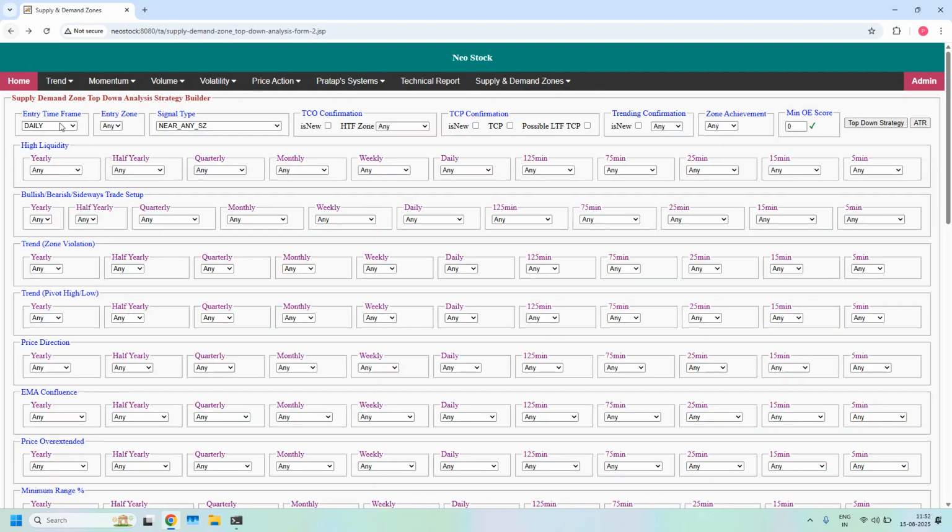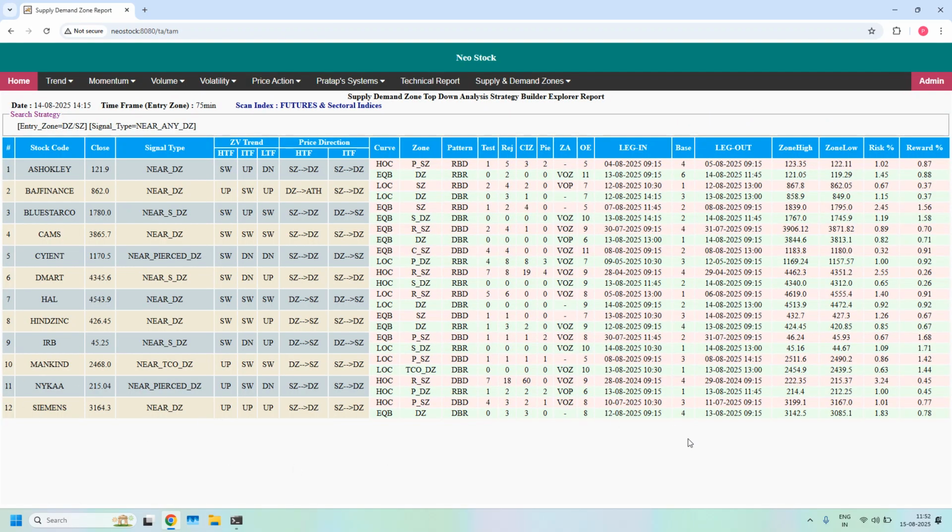Next time frame is 75 minutes. Stocks near to the 75 minutes demand zone, we got 12 stocks. Let us identify 75 minutes high liquidity demand zones from this list.